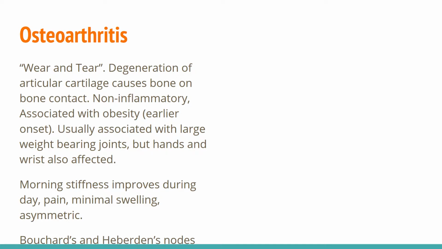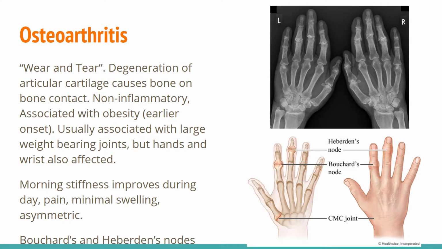Osteoarthritis involves the wear and tear of a joint. Over time, increased weight bearing causes degeneration of articular cartilage, which causes bone-on-bone contact. This is a non-inflammatory condition associated with obesity, which has an earlier onset. It usually involves large weight-bearing joints like the knee and hip, but can also affect the hands and wrists.